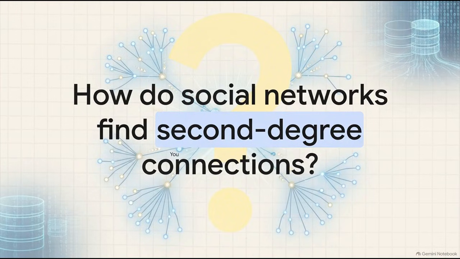To get our heads in the right space, let's think about a question you've probably asked yourself while browsing the internet. How do social networks instantly find your second-degree connections? When you log onto a platform and it immediately suggests friends of friends that you might know, how is it doing that so incredibly fast amongst billions of users? It's not magic, right? And the platform definitely isn't guessing. It's actually using a highly specific set of rules to explore that massive web of connections.